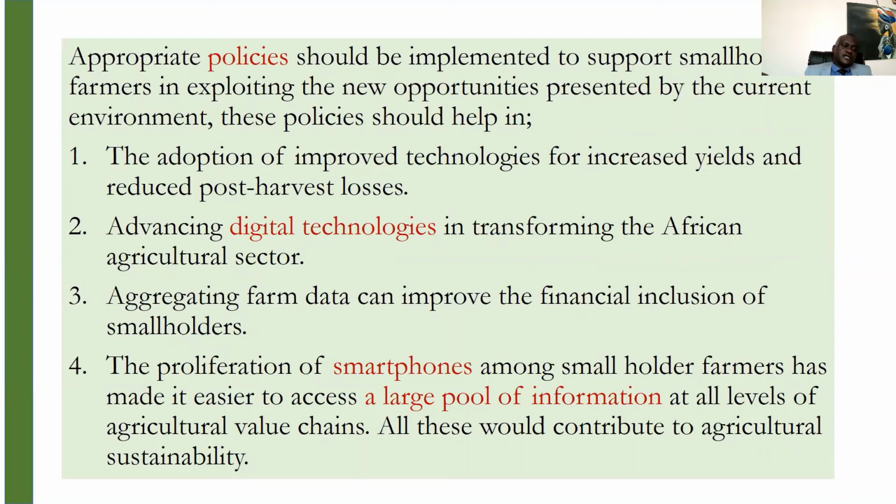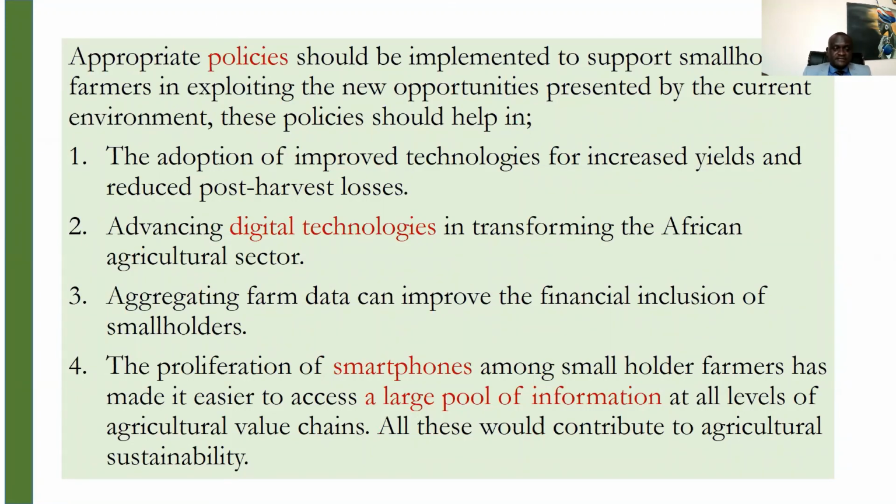So one is the adoption of improved technologies for increased yields and reduced post-harvest losses. We know post-harvest losses are one of the big problems, especially food waste and food loss, be it on the farm, when you're transporting it from the farm to the store, or in the store awaiting marketing. The other one is advancing digital technologies in transforming the African agricultural sector. There is huge potential in using digital technologies in smart farming and precision agriculture. And this will really reduce a lot of waste and also address the components that I talked about earlier.